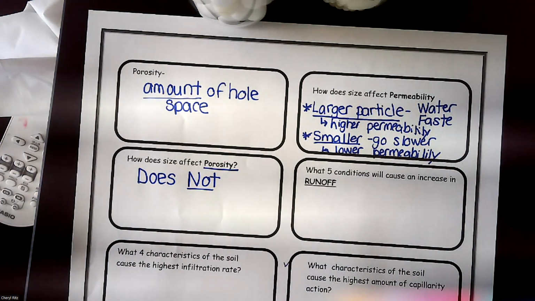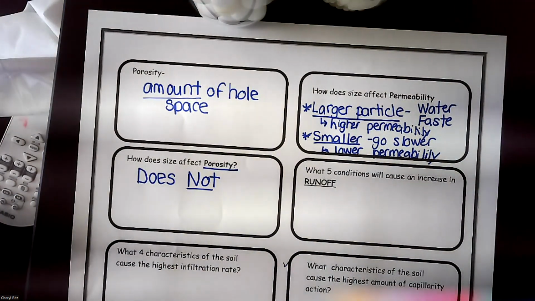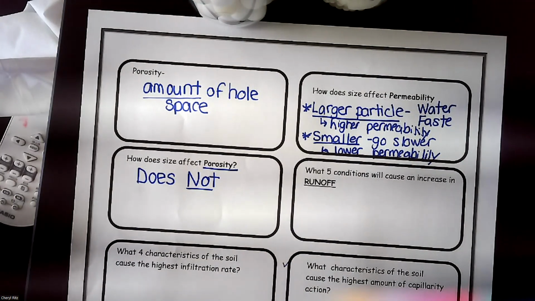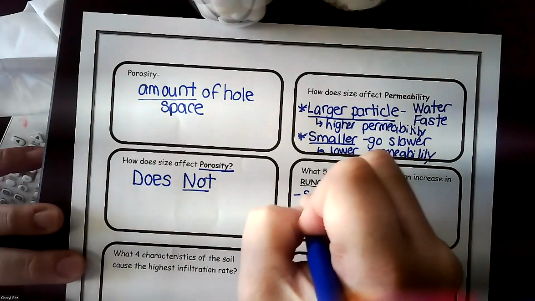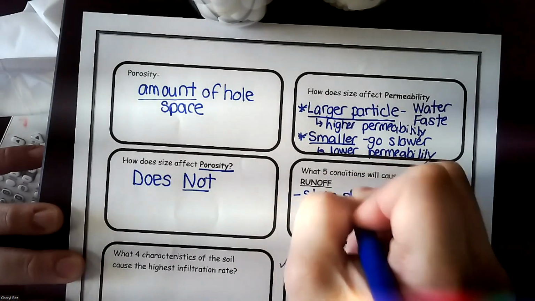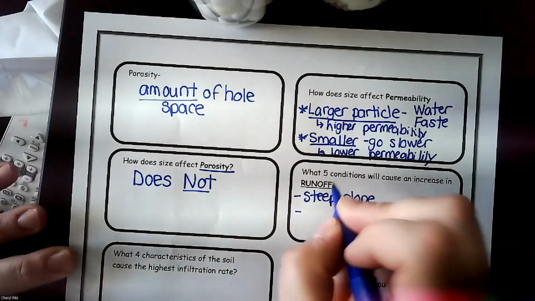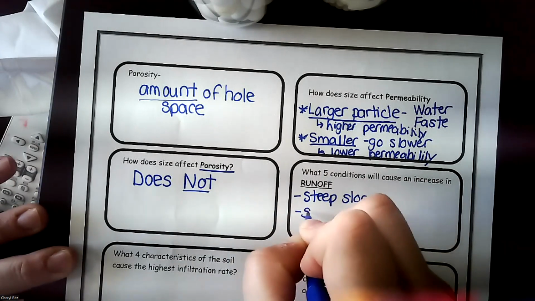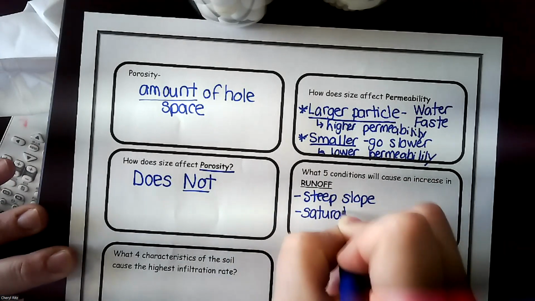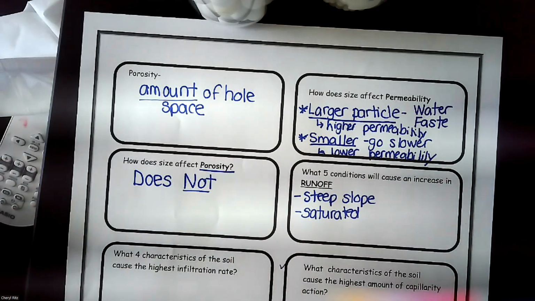If we want to increase runoff, by the way, if we're having increased runoff, what's not happening? Not soaking in. So what are the things that will cause water not to soak into the ground? Okay, a steep slope. Okay, if the ground is already filled up, which is called saturated ground. So if the soil's already filled up, you can't add more to it. So it's going to run off. What else?